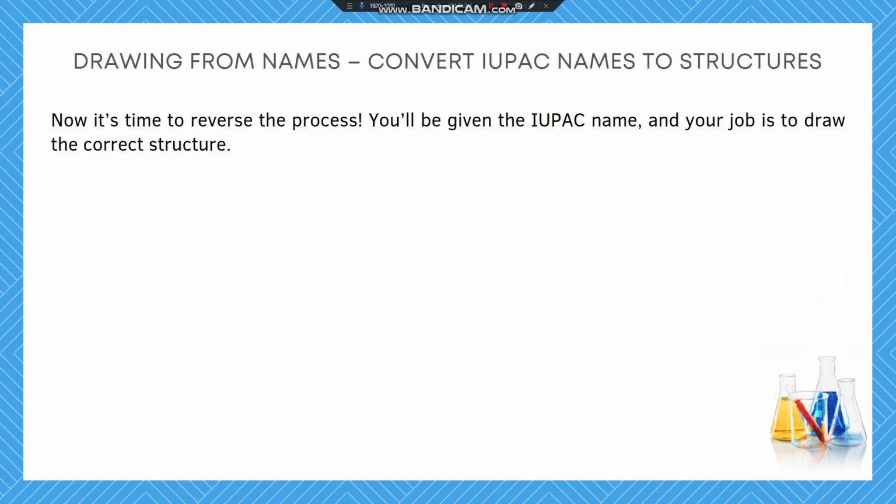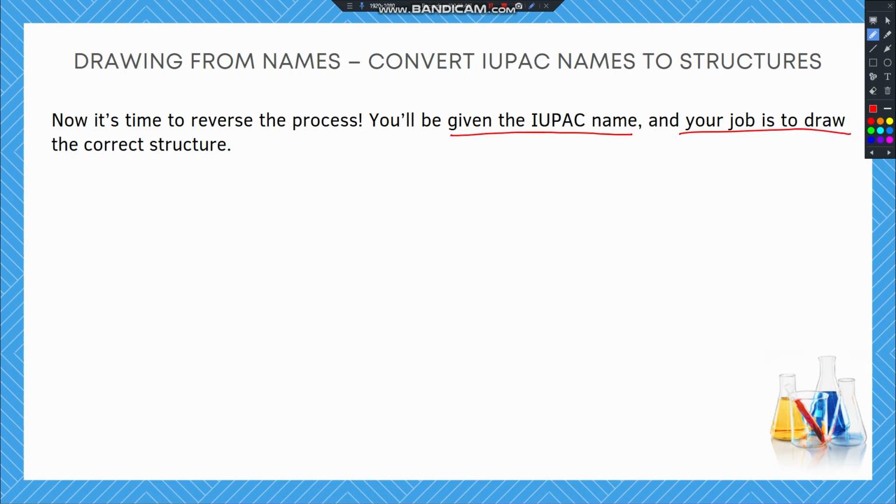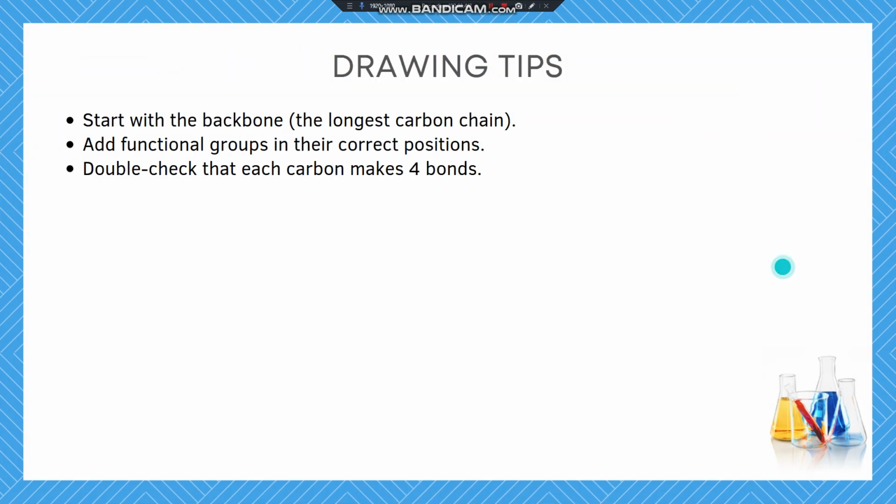Now that we've talked about the concept of naming skeletal structures, let's talk about drawing structures from their names. Thus far we've only been given structures and then naming them. Now we want to reverse the process, where you will be given the IUPAC name and your job is to draw the correct structure. So let's see the step-by-step process of doing that.